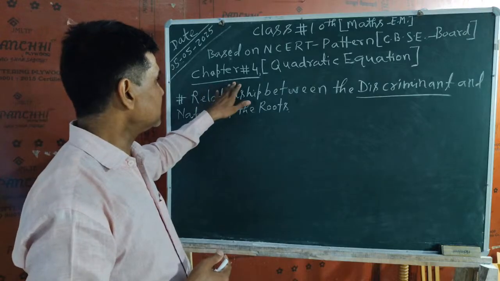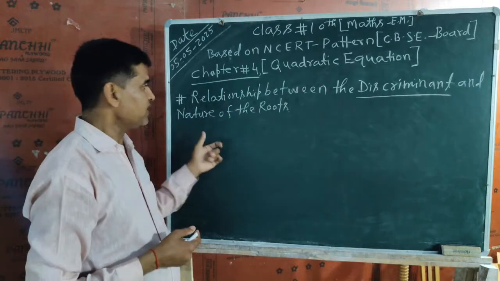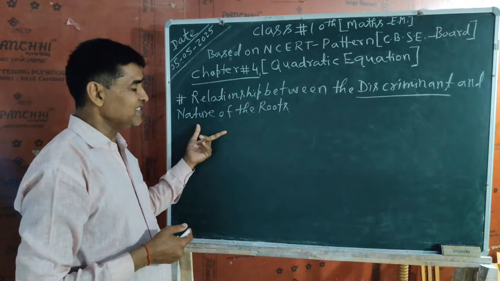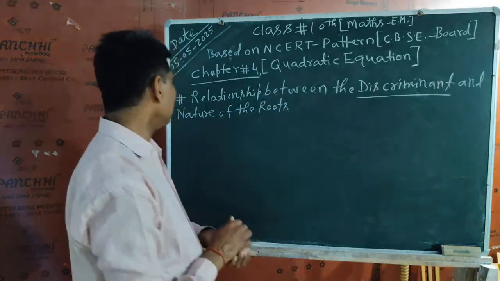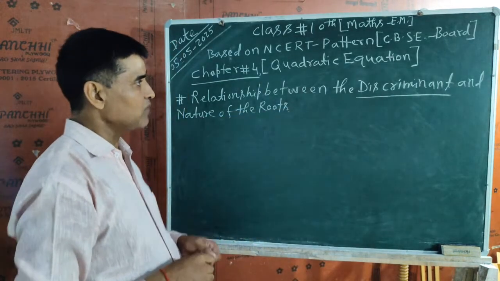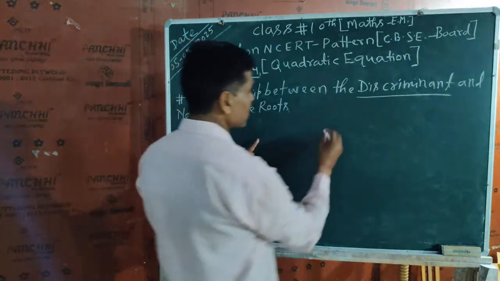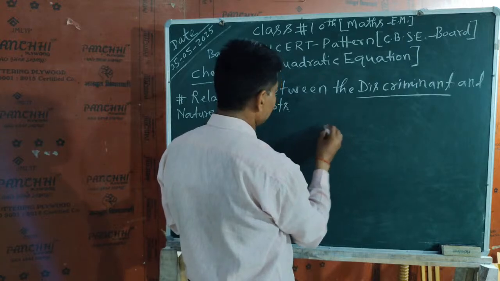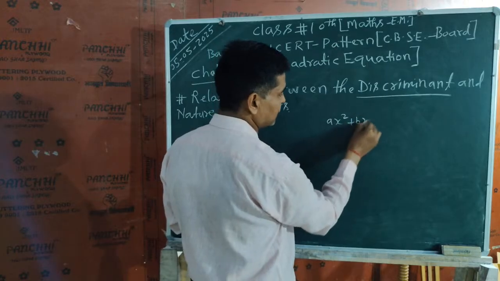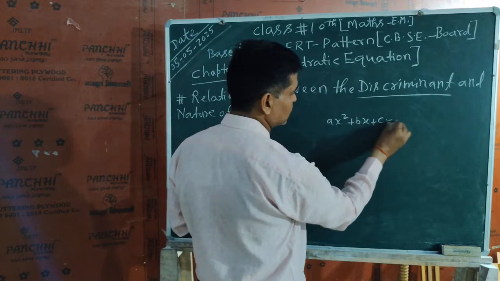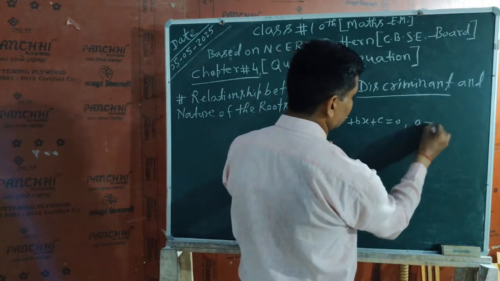So this is chapter number 4, whose name is quadratic equation. Now in this quadratic equation, there is one point. That point I am going to explain: relationship between discriminant and the nature of the roots. First of all, I am going to write a general equation here. The general equation is ax square plus bx plus c equal to 0. This is a quadratic equation, but here I have to write one condition.